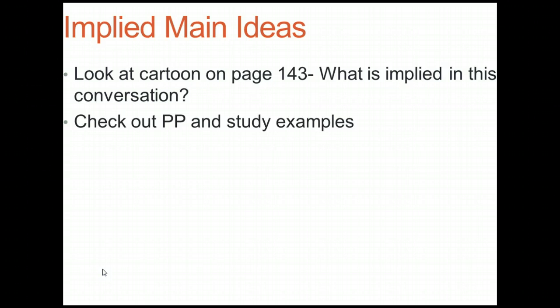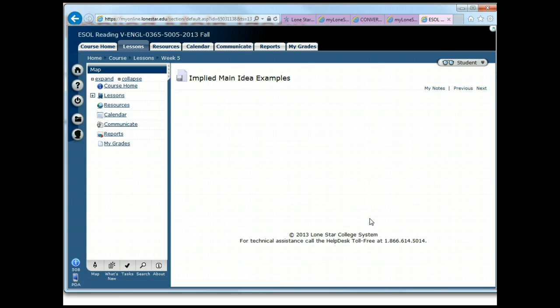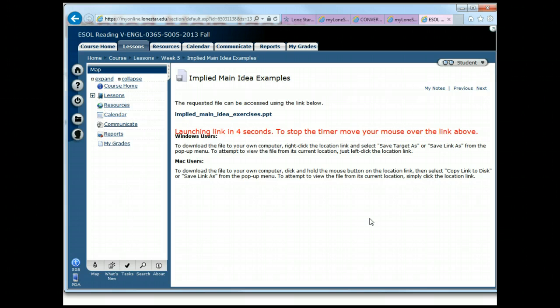We're going to check out the PowerPoint and study just one of the examples, but I would encourage you to look at the rest. And I'm not talking about the PowerPoint from the book. This is a separate PowerPoint that I'm going to show you here. So if we go to implied main idea examples, we're going to launch it in a second. Open it.